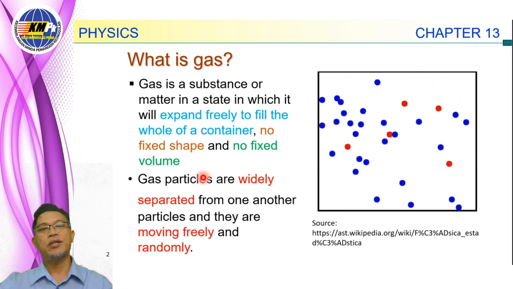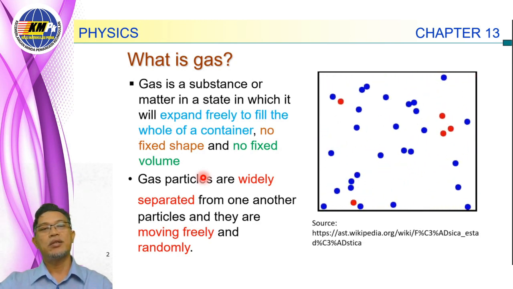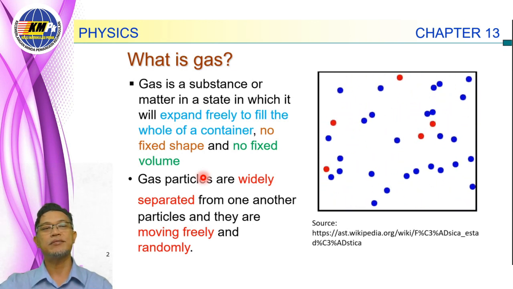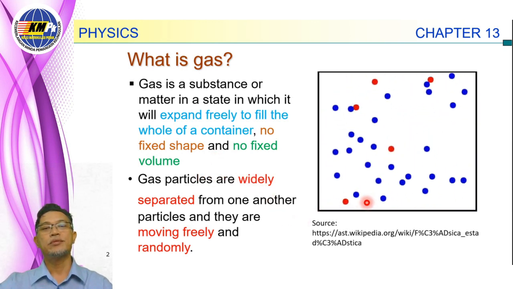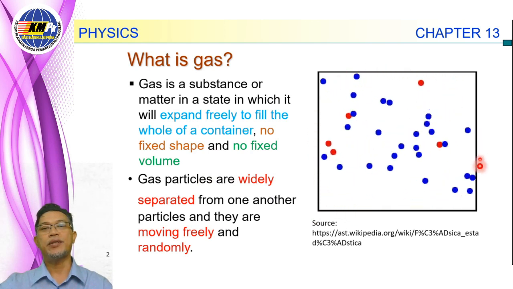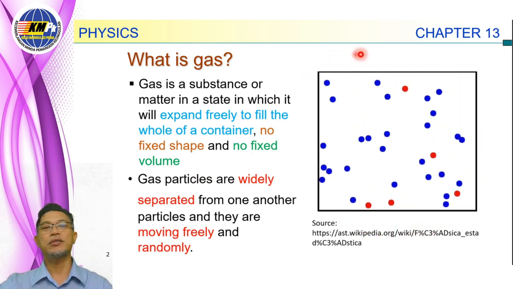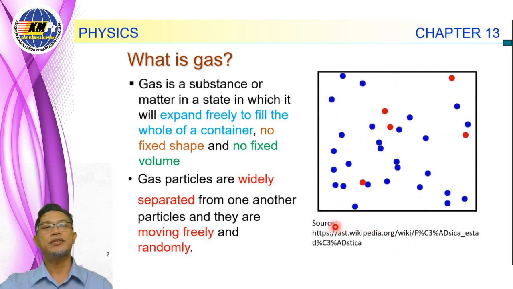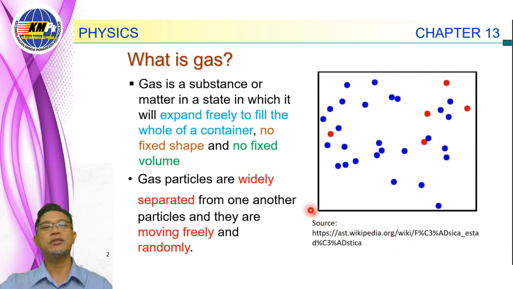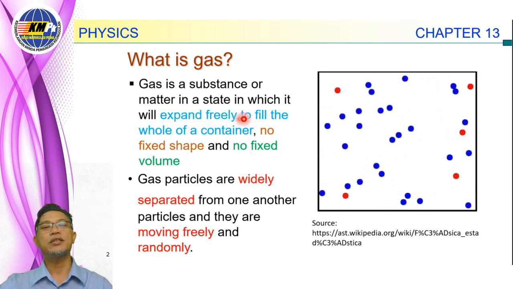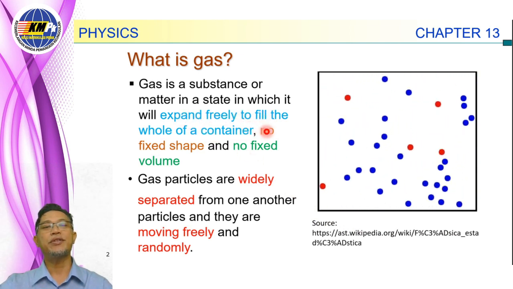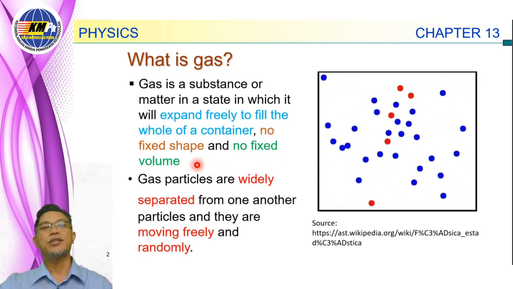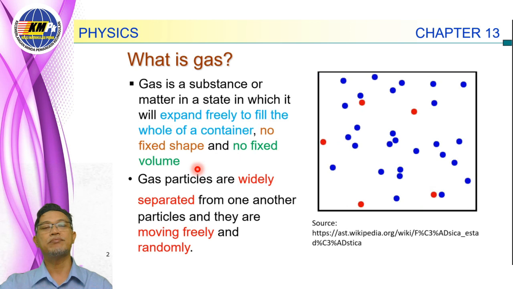Okay, next, we should understand, so what is gas? Okay, there is a particle of gas inside the container. So what is gas actually? So gas is defined as a substance or matter in state in which it will expand freely to fill the container, no fixed shape and no fixed volume.